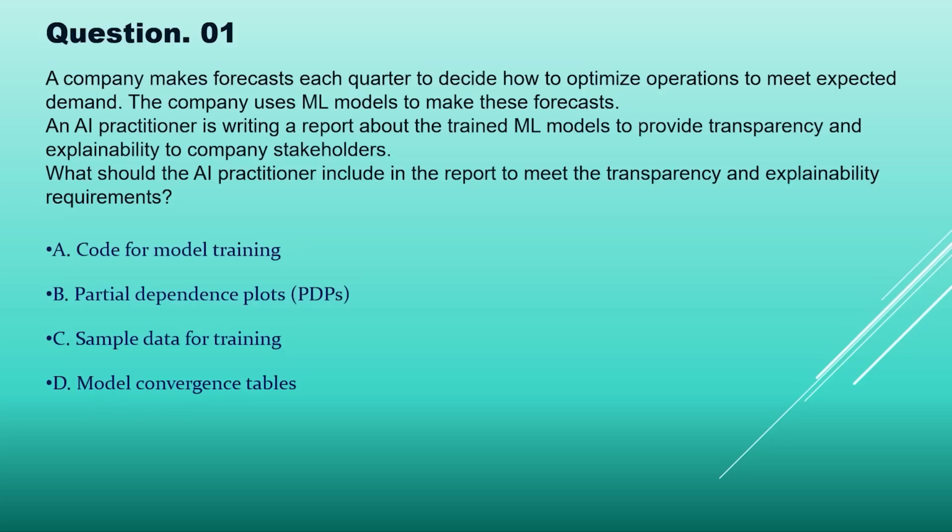So now I am going to reveal the answer. If you want to take more time, you can just pause the video. The correct answer here will be option B, partial dependence plots. Partial dependence plots, that is PDPs, are a useful tool for understanding the relationship between a specific feature and the model prediction. It makes it easier to see how changes in an input variable affect the forecast. Due to this reason, option B is correct here.